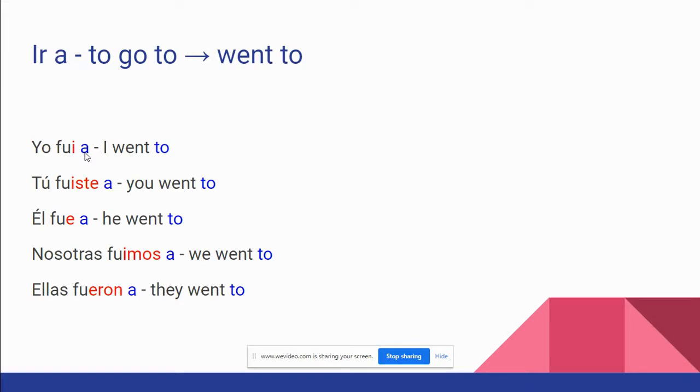For example, it would not make sense to say I was McDonald's. That's very awkward. It makes more sense to say I went to McDonald's. So oftentimes, if you forget that fui a is I went to, read it to yourself and ask, does was or went to make sense here? If it sounds funny with was, it probably means went to. So the conjugations are yo fui a, I went to. Tú fuiste a, you went to. Él fue a, he went to. Nosotras fuimos a, we went to. And that's the feminine form. I'm just showing you it's the same conjugation, even if it's a group of girls. Ellas fueron a, they went to.